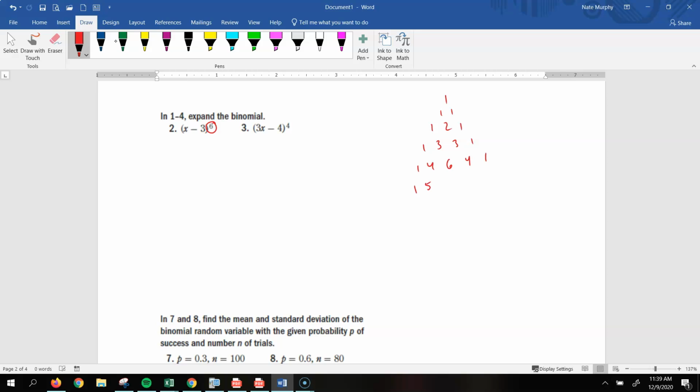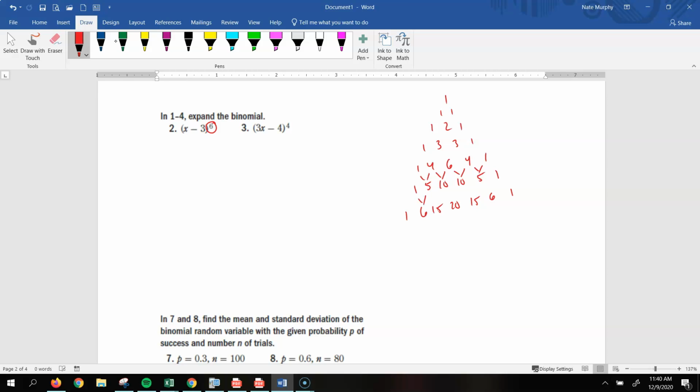The 5th row would be 1, 5, 10, 10, 5, 1. So the 6th row would be 1, 6, 15, 20, 15, 6, and 1. If you're wondering how I got that, all I'm doing is, to get the numbers in Pascal's triangle, we just add the numbers next to each other in the previous row. So for example, 1 plus 4 gives me 5, 6 plus 4 is 10, 6 plus 4 is 10, 4 plus 1 is 5. It always starts and ends with 1.